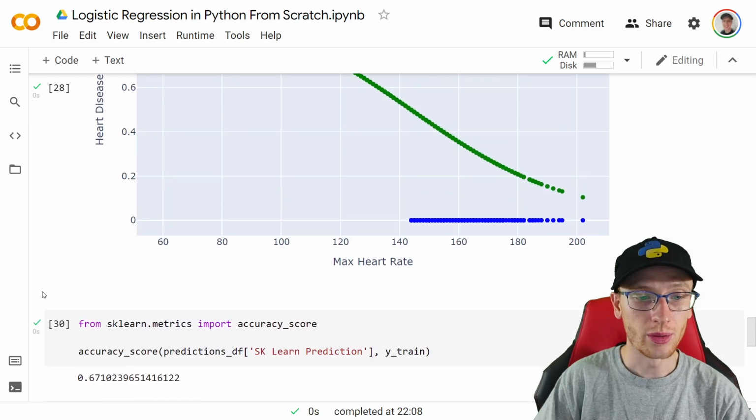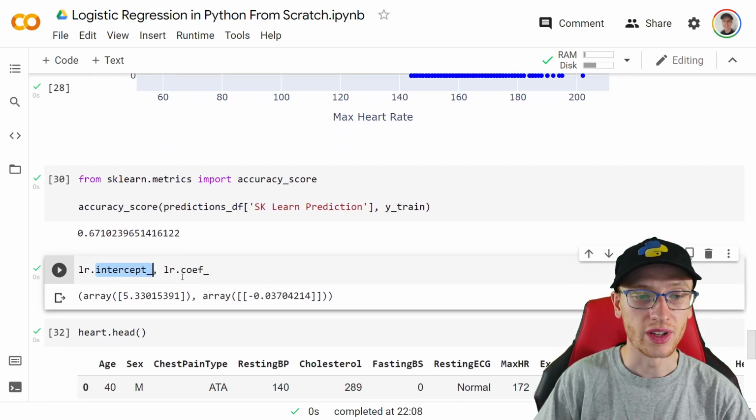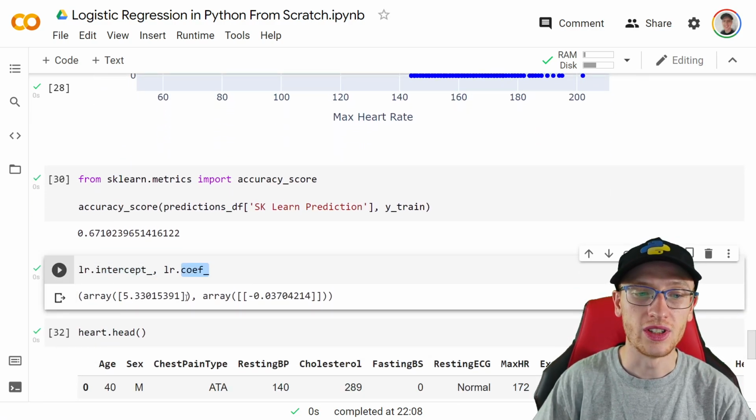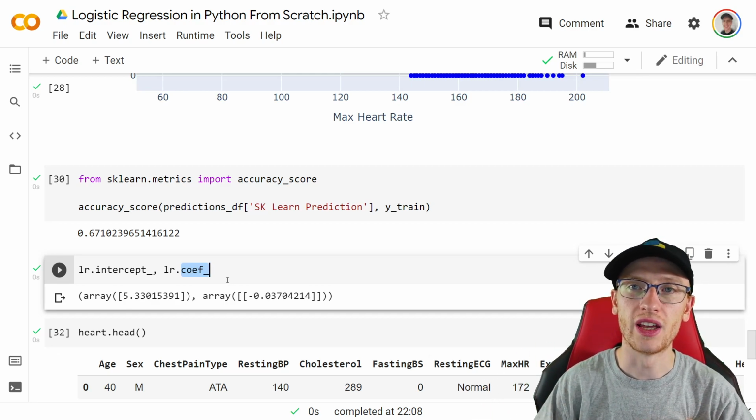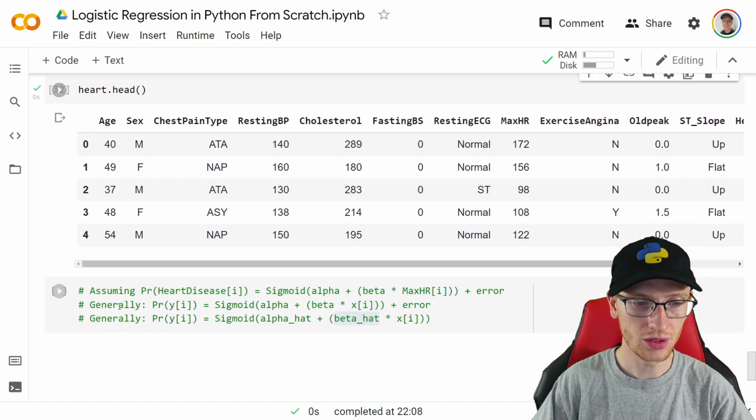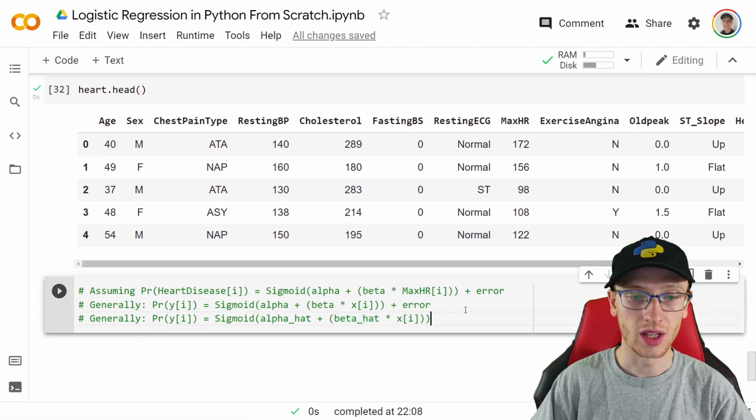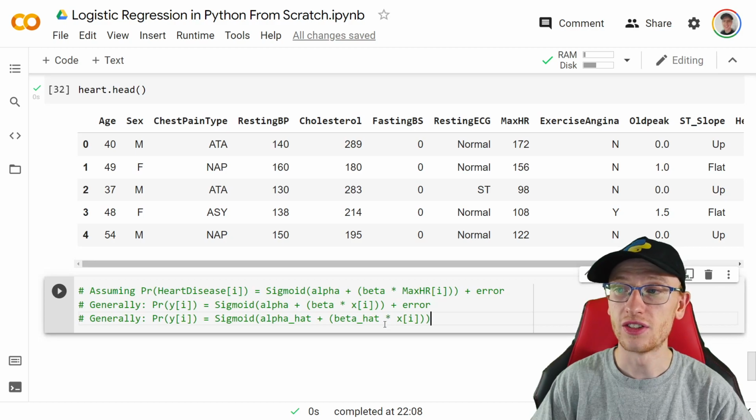And so that was Scikit-Learn. This was alpha hat and beta hat. You see how many decimals there are here. That's probably not the true alpha or beta, but it's a really good guess of what it is. Okay, so that's the model. And that's the setup, basically.